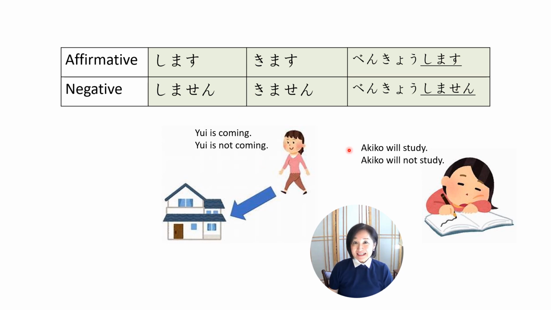How about this one? Akiko will study. How do you say that in Japanese? Akiko-san wa 勉強します. And Akiko will not study. How do you say this? Akiko-san wa 勉強しません. そうです。Japanese has only two tenses, either present-future tense or past tense. So this future tense is the same as present tense, which is this one. 勉強します and 勉強しません.